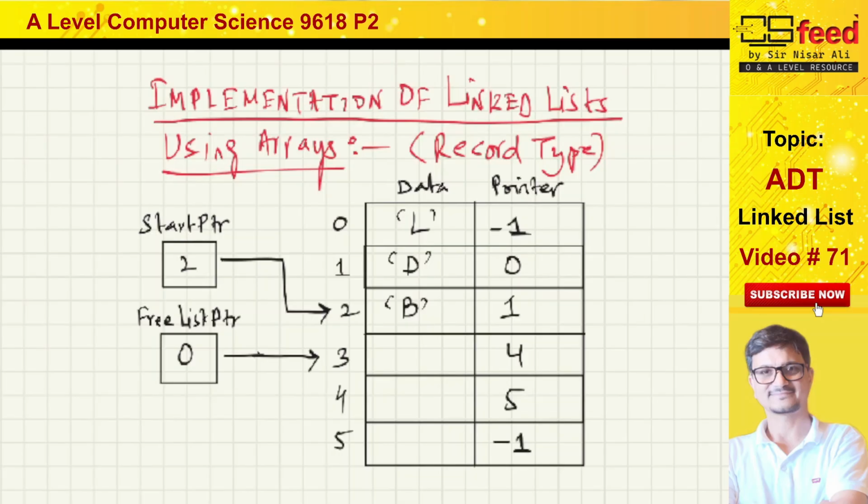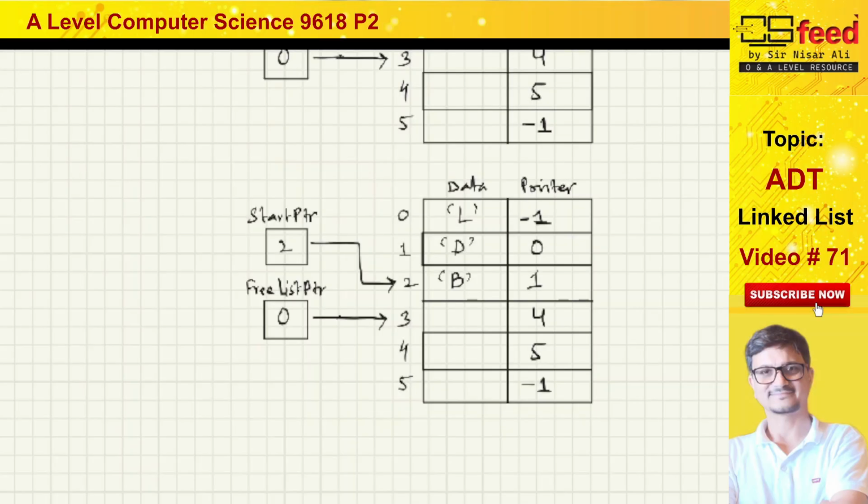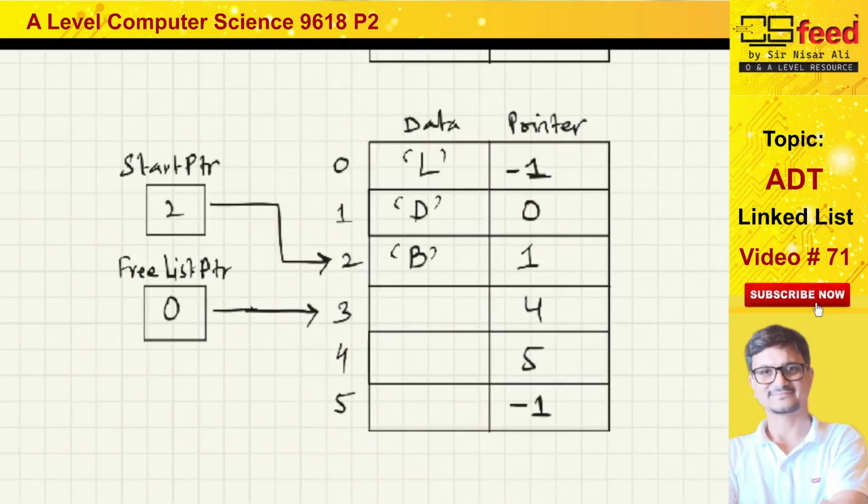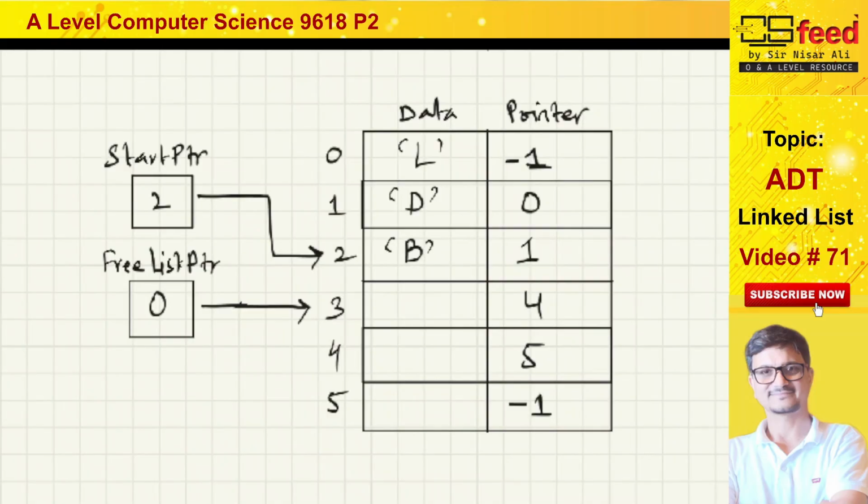Now with the same, let's move next and we want to add a value in it. All right, we want to add A. So we'll do the same with this diagram now. Okay, now we want to add A. So where will we put A? We'll put A where the free list pointer is pointing. In the last step, I have not changed it. It was pointing to 3.